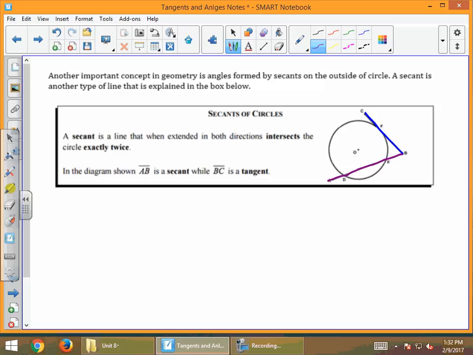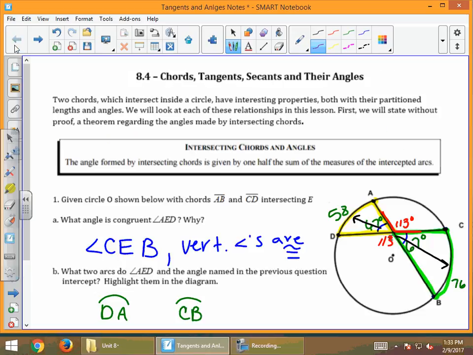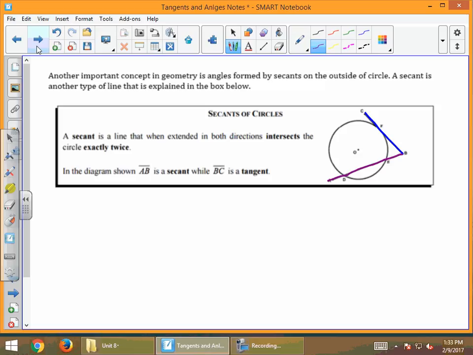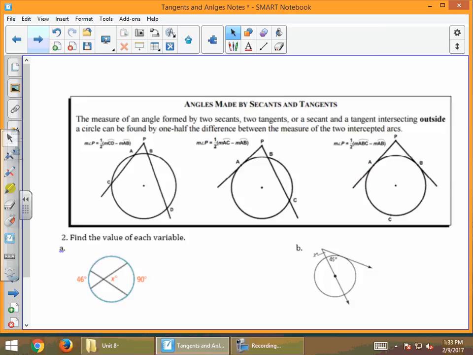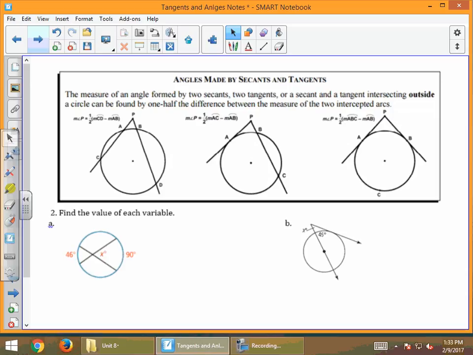Okay. So the difference between a chord and a secant: a chord is everything inside the circle. The endpoint's on the edge of the circle, it goes to another edge, and that's it. It never leaves the circle, like here. These lines never left the circle, they're all inside. A secant leaves the circle, it's on the outside. Okay. Questions over there? Okay. We can now use tangents and secants. You notice now the angle's outside of the circle.